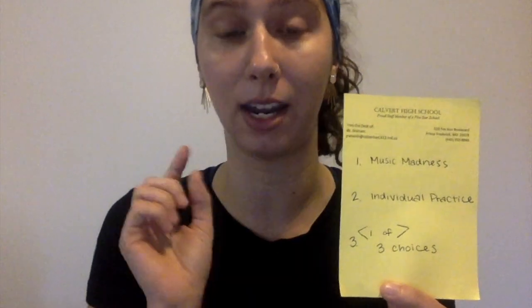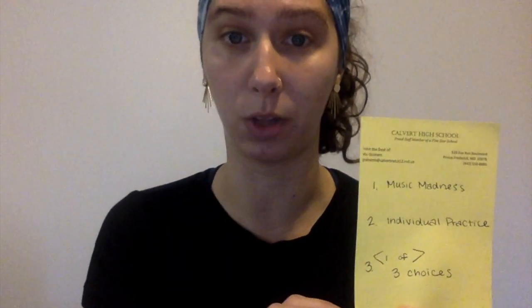Number 1 is doing the Music Madness bracket and filling out the discussion posts. Number 2 is going to be the individual practice reflection. That can either be a video of you practicing, or it can be the written reflection. And then you choose one of the 3 choices that are found on that homepage. So that's either doing the musical soundscape, the meditation, or the mood playlist. So you only have to choose one of those 3. So that's what your options look like if you are practicing at home with your instrument.